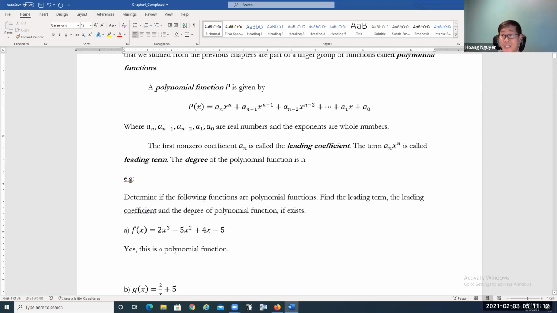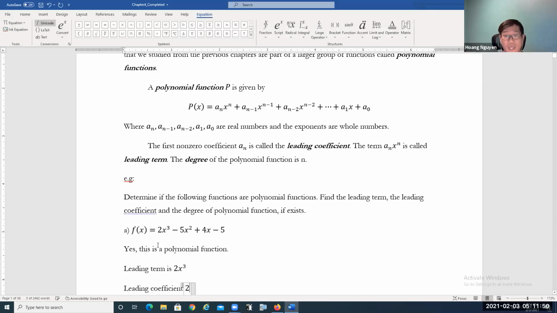After we determine that a function is a polynomial function, the next thing we do is find the leading term. The leading term is the term with the highest power, so you have to look for the variable with the highest power. In this case, x to the power 3 is the term with the highest power on the variable x. So the leading term is 2x to the power 3. In the leading term, the coefficient 2 is the leading coefficient. So the leading coefficient is 2.